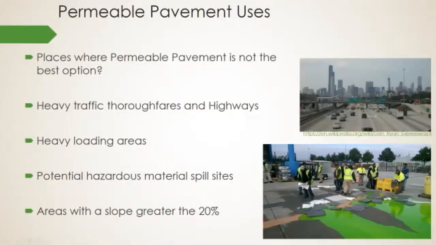And areas with a slope greater than 20%, there are ways to efficiently or effectively use permeable pavement systems where it's kind of stair stepping. So the underlying layer is more of a terraced form of aggregate, but on top it's a sloped surface. But those are a different kind of system. And in general, with these that we've talked about, just laying them at more than a 20-degree slope, you really lose.